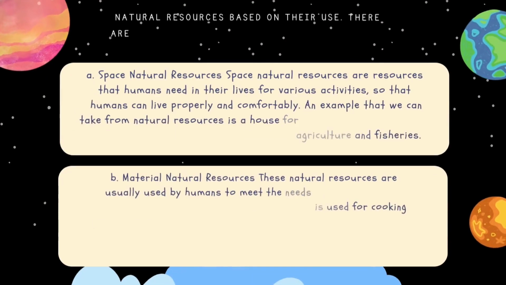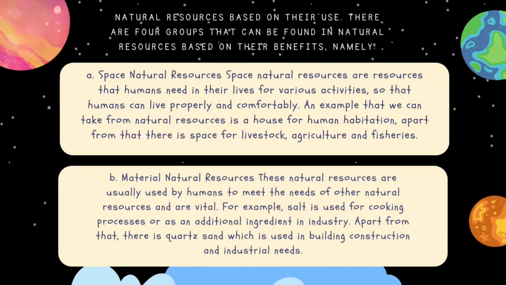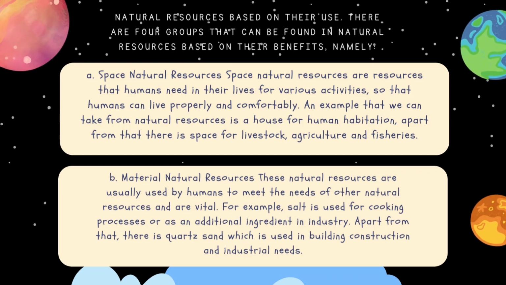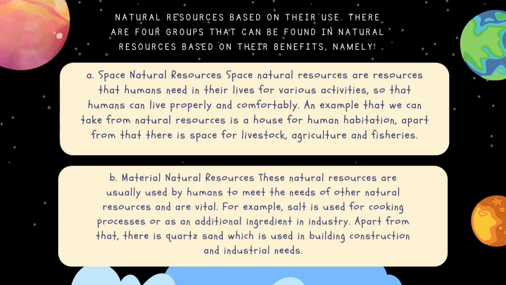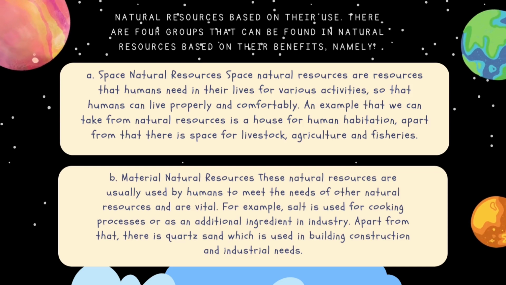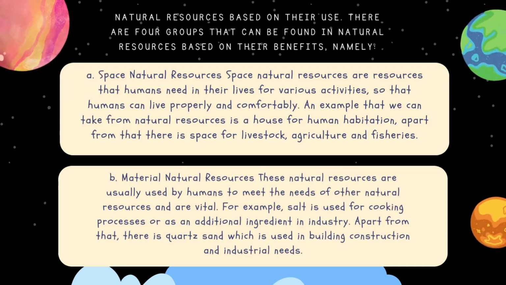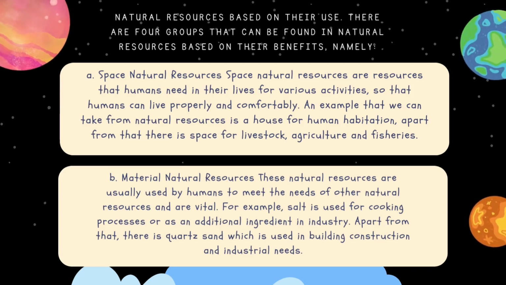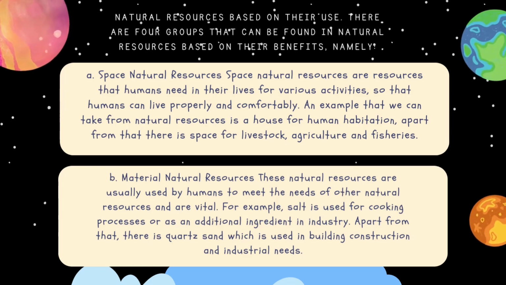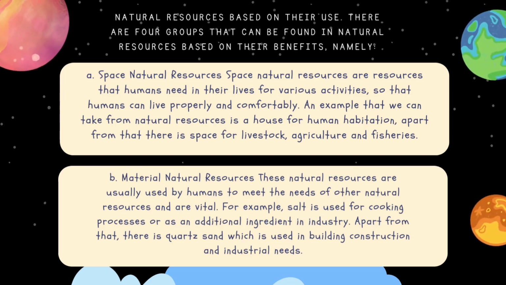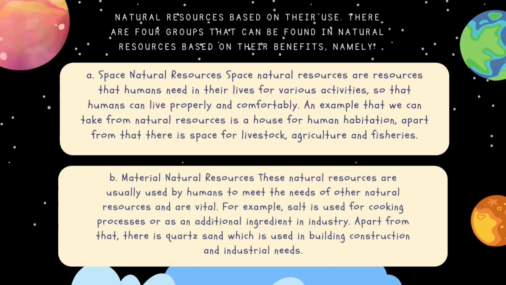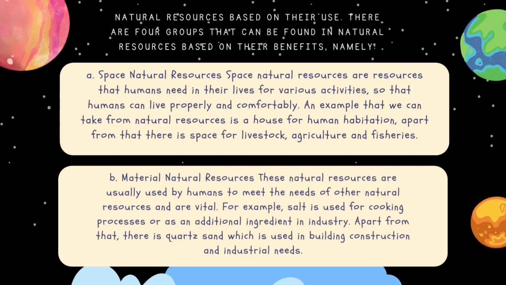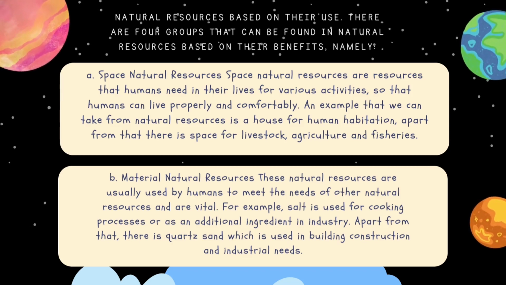Number 3. Natural resources based on their use. There are four groups that can be found in natural resources based on their benefits, namely: Number 1. Space natural resources. Space natural resources are resources that humans need in their lives for various activities, so that humans can live properly and comfortably. An example that we can take is a house for human habitation. Apart from that, there is space for livestock, agriculture, and fisheries.